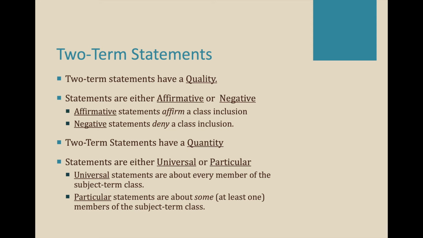In other words, some UNH students are beer drinkers, but you could also have a particular negative statement, which would say, for instance, some UNH students are not beer drinkers. So the particular negative said some members of the subject term class are not included in the predicate term class. So the key thing here from this slide is the recognition that every two-term statement has an identifiable quality and an identifiable quantity.